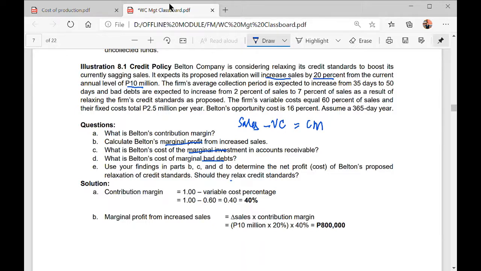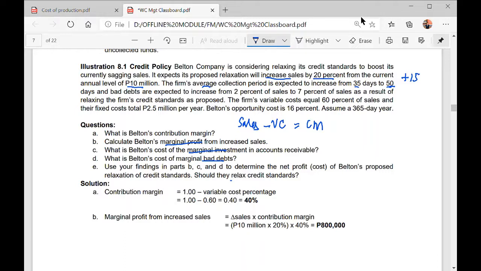Second is the average collection period would become 50 days. So what is average collection period? If you can still recall, this is the number of days nga makolekta sa company ang mga receivables. So from 35, mahimong 50. So naay plus 15 days, di ba? So madugangan siya half a month. That will happen if i-relax ang ilahang credit policy. Mas malangay pa siya by 50 days, and that would give enough time for the customers to pay.